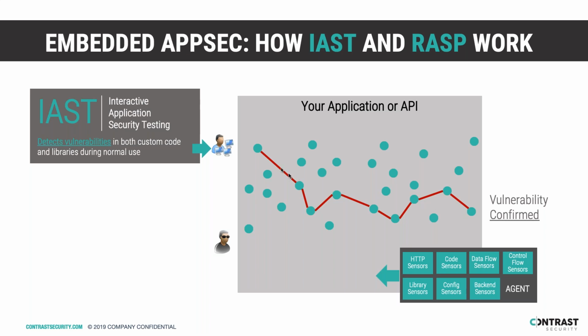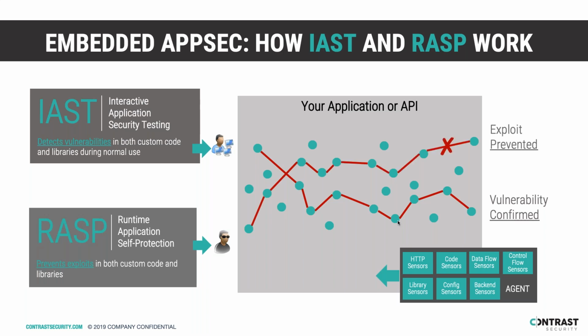Now, what's nice here is that this tends to minimize false positives and improve accuracy because we've directly observed this vulnerability manifest. And we have code-level diagnostic information down to the line level for specific code modules.